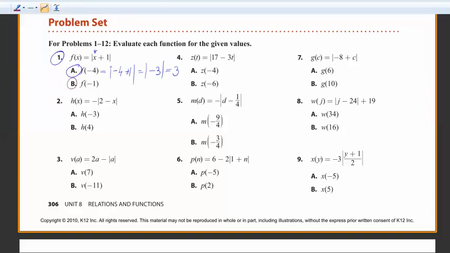Part B, f of negative 1 equals, same story, instead of x in your function, you will plug in the value negative 1 plus 1 equals, right? Inside the brackets, negative 1 plus 1 will cancel out. You will have the absolute value of 0, which is 0. Okay? Let's try another one.